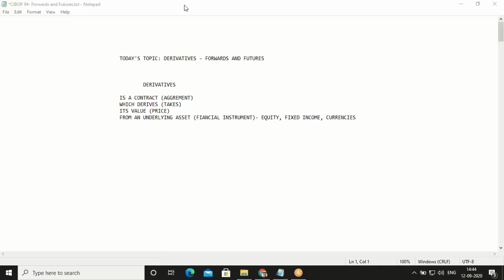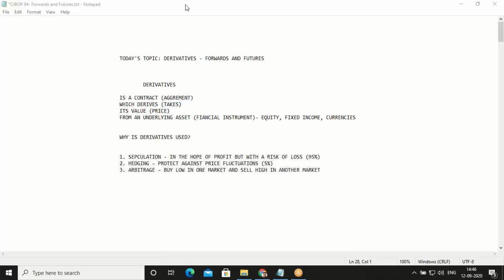Now that we've understood what derivatives are, let's understand why derivatives are used. These are specific words, and please don't interchange them or confuse yourself with them. When we talk about why derivatives are used, there are three main reasons. The first one is what we call speculation. What we mean by speculation is in the hope of profit, but with the risk of loss. And 95% of the derivative market are all speculators.